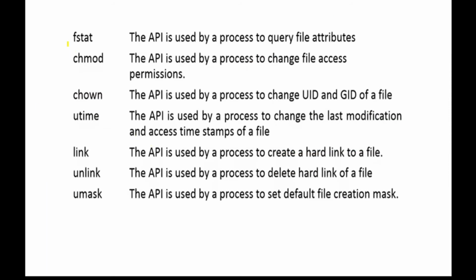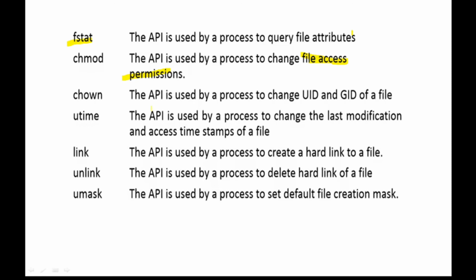Then next is fstat. It is used by the process to query the file attributes. Then next, chmod is there to change the file access permission. Already we have seen chmod. It will be used to change the permission of the user, others and the group.